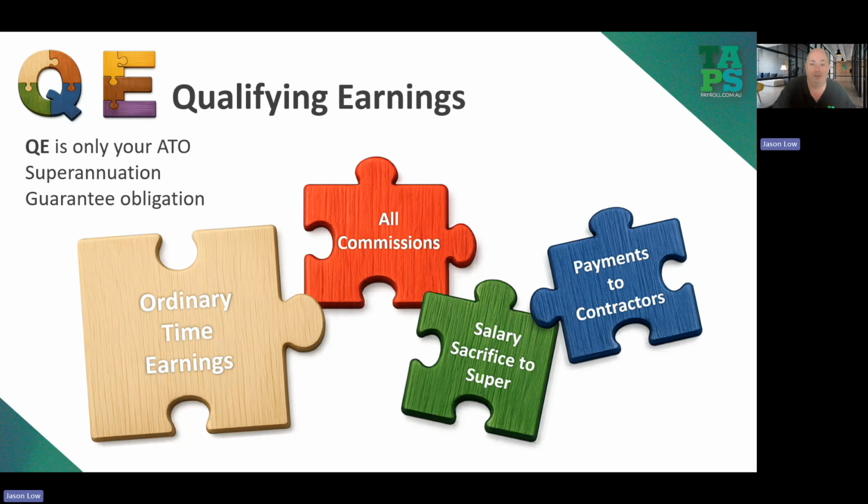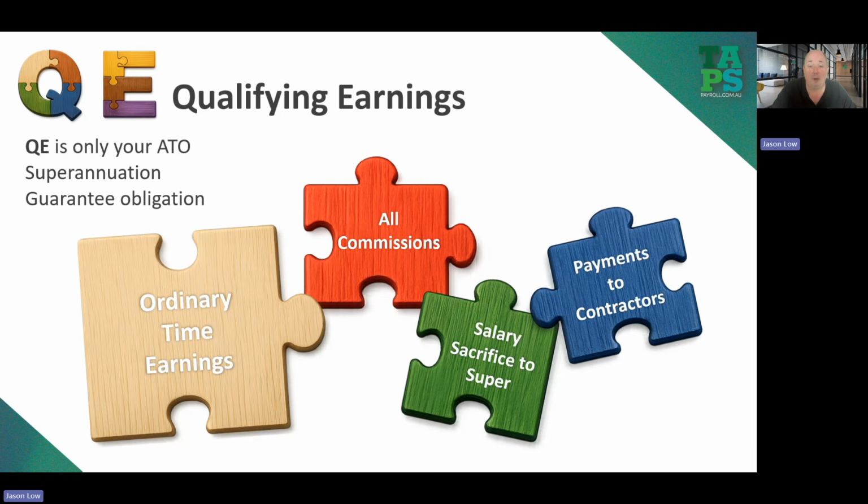Ordinary time earnings, just like we've been doing before. We've all been paying super on ordinary time earnings, and that continues. It also says you have to pay it on all commissions. We'll look at that in a moment. It also says you have to pay it on salary sacrifice to super, and we've been doing that since 2020 anyhow. If somebody's salary sacrificing to super, you need to pay super on that amount. The ATO are currently working on some guidelines around how salary sacrifice might work under Payday Super, and when they become available, we'll probably do a special video just on salary sacrifice.